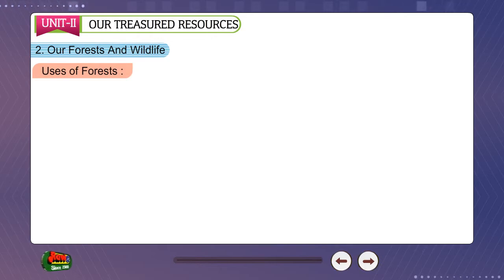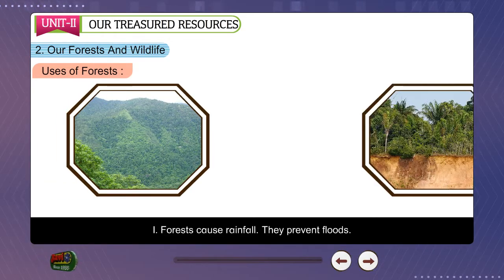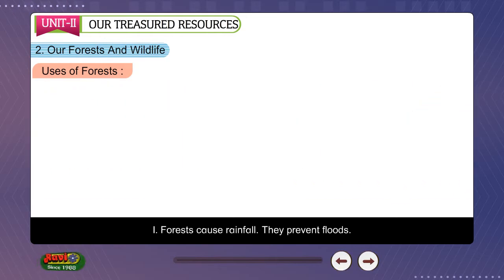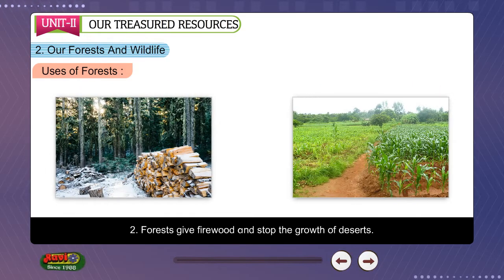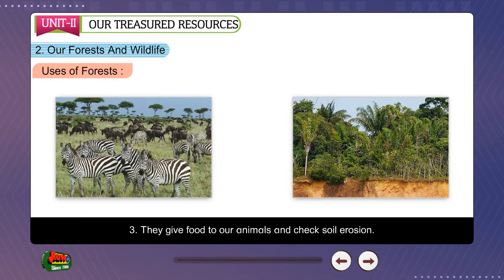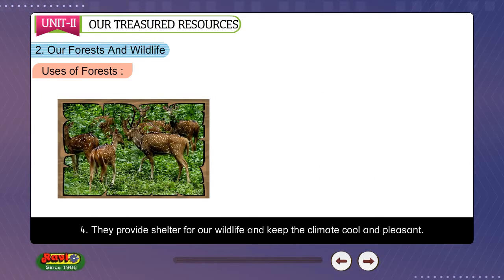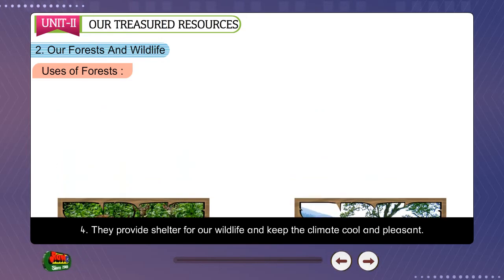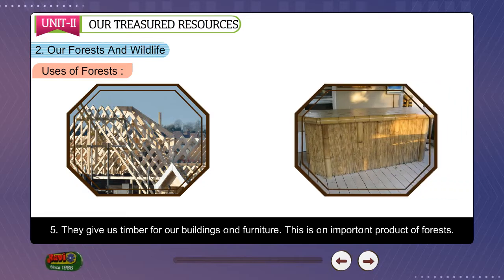Uses of forests. 1. Forests cause rainfall. They prevent floods. 2. Forests give firewood and stop the growth of deserts. 3. They give food to our animals and check soil erosion. 4. They provide shelter for our wildlife and keep the climate cool and pleasant. 5. They give us timber for our buildings and furniture.